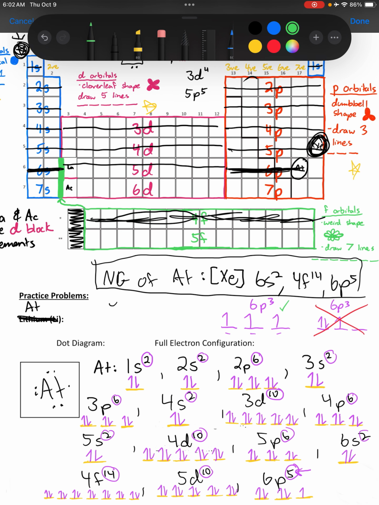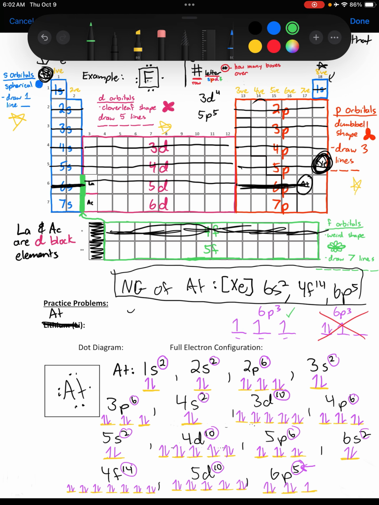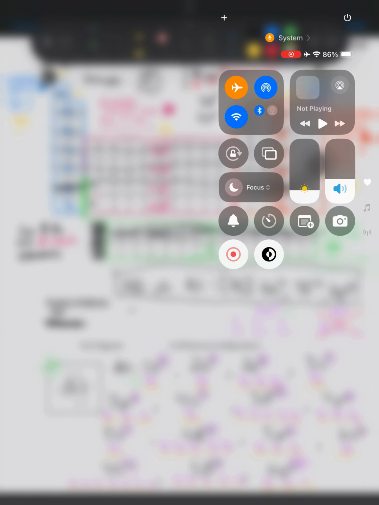Okay. Now, that is a full orbital diagram. The good news for you is that the orbital diagrams, the arrow bit and the line drawing part of that, that's extra credit. The only thing that you absolutely need to know how to do is the full electron configuration, the noble gas configuration, and of course, the dot diagram. But again, the arrow stuff, that's extra credit. If you're having trouble with any of this, please let me know.